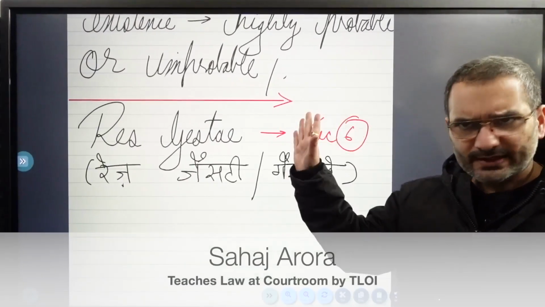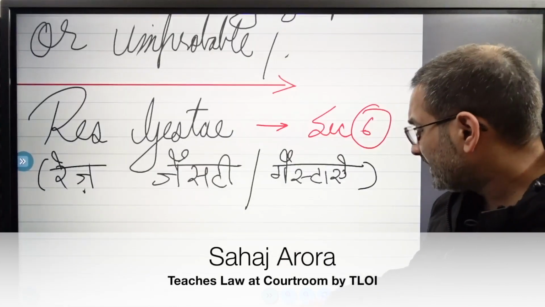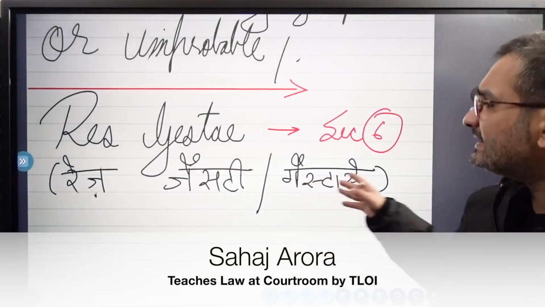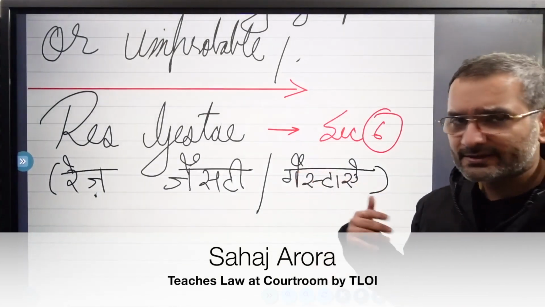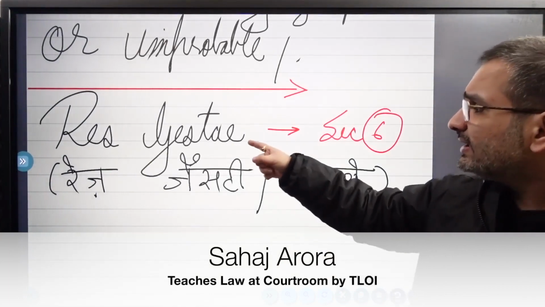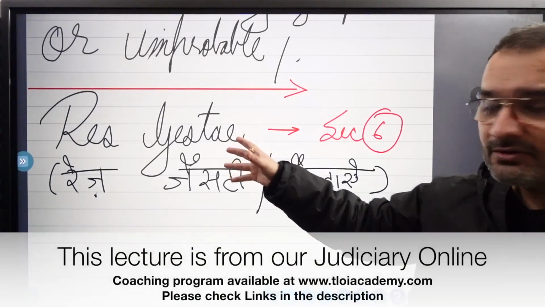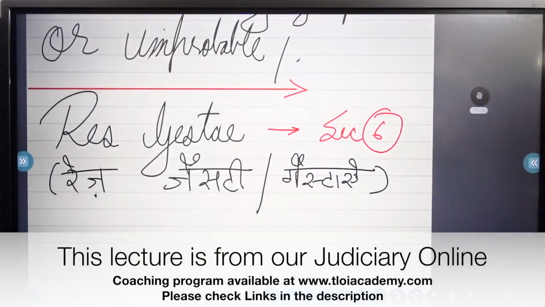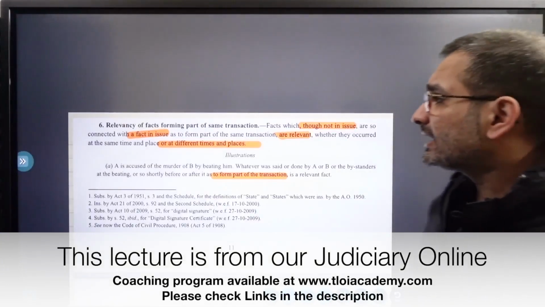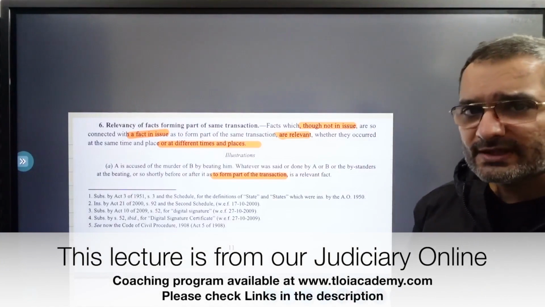So we have covered section 11 in the last lecture. Now let's move to res gestae, right? Res gestae. I'll stick to res gestae as I told you in the previous lecture, because in Latin there is no J, it becomes a G there. Res gestae is given in section 6 of the Indian Evidence Act: relevancy of facts forming part of the same transaction.